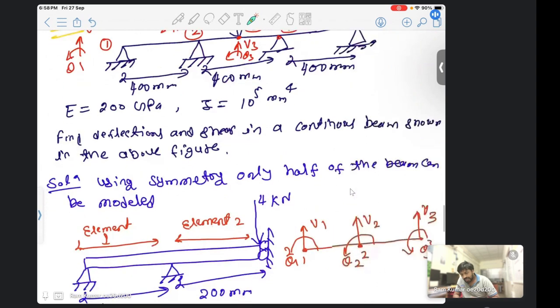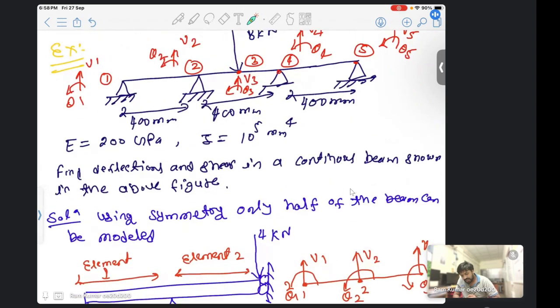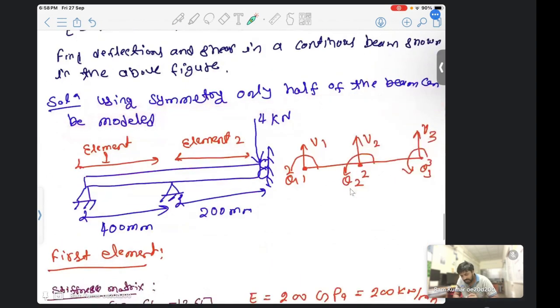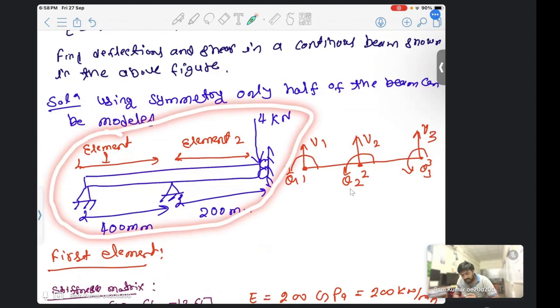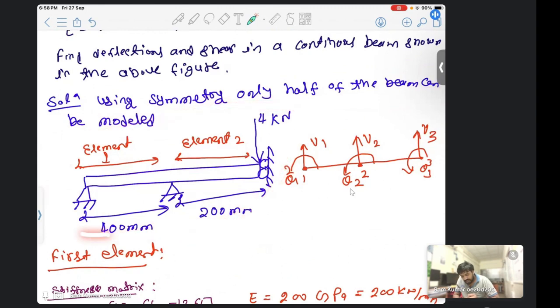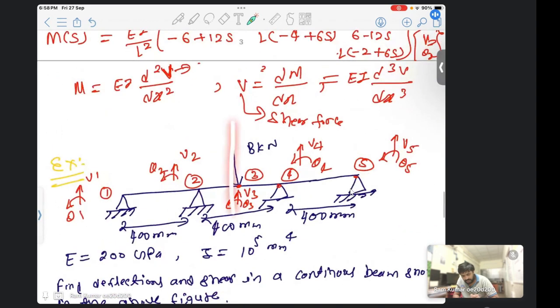As I told you, this is symmetric. So by using the symmetric condition, only half of the beam can be modeled. So we are modeling only a half beam. This is 400, 200. Why 200? Because the total is 400, so I divided it. So this is 200, 200, and this side will carry only 4 kilonewton because the total is 8 kilonewton.